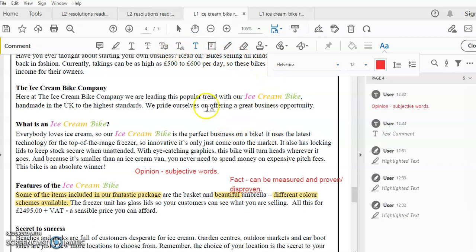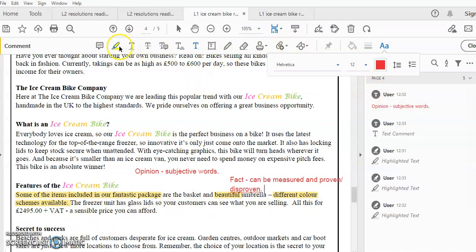And again, we've got here the freezer unit has glass lids. And again, that's something we could check out. We could look at the bike and see it's got glass lids. So again, another fact here. And it's saying here, all this to 2,495 quid plus VAT, a sensible price you can afford.